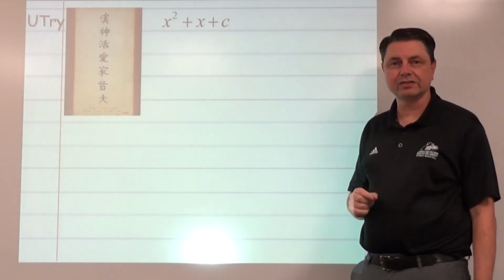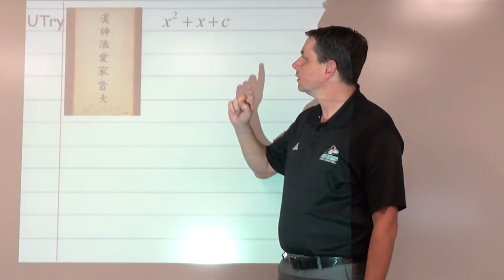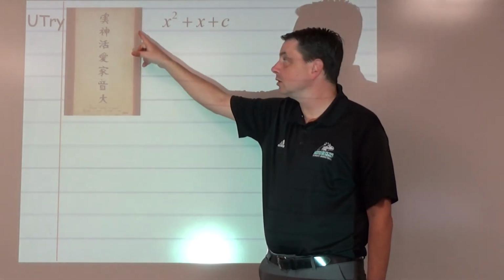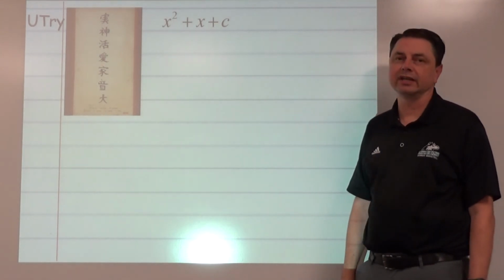All right, you try this one. Directions. Find the value of c that makes the expression a perfect square trinomial. Then write as a binomial square. Pause here until you got it.